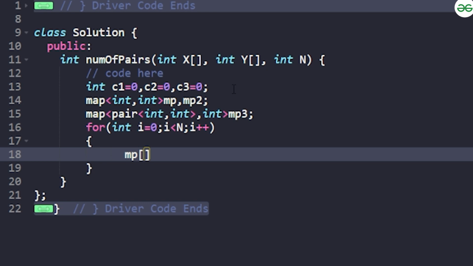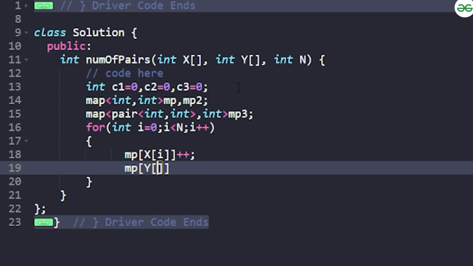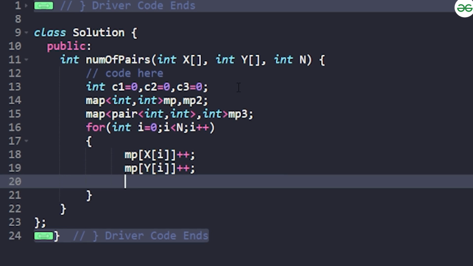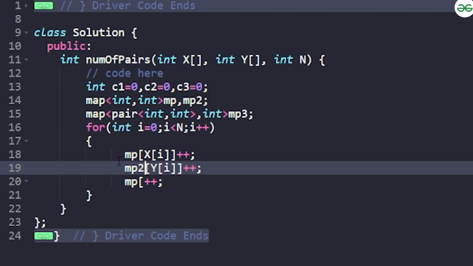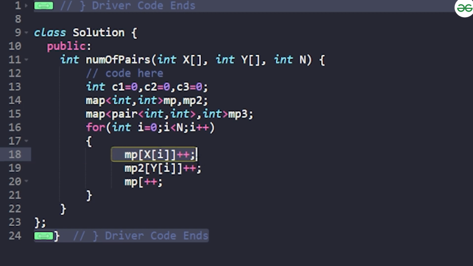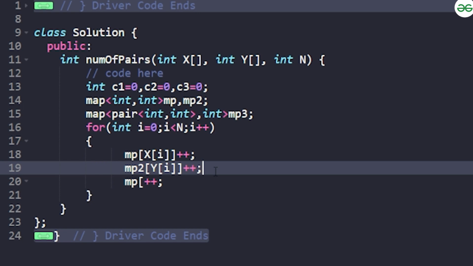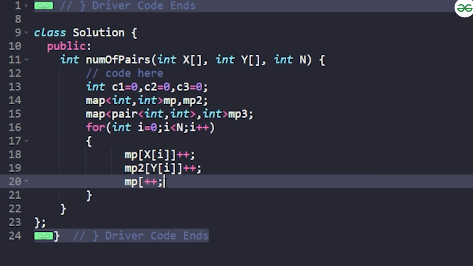So what you will do is map of x of i++, you will increment this first, then you will say map of y of i, that is incrementing the count of the points that are having the same x-axis, y-axis, then incrementing the count of map 1 and map 2, that is incrementing the count of the points that have the same x-axis, incrementing the count of points that have the same y-axis. And after that you will increment the count of map 3, in which you will be incrementing the count of pairs that have the same x and y. So this is what you will be doing.